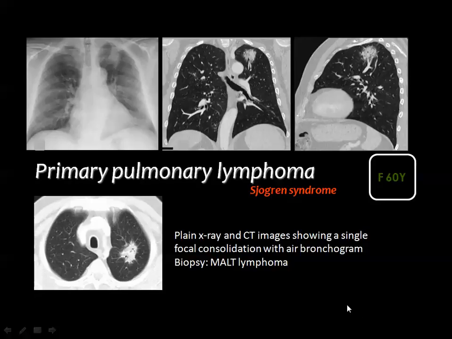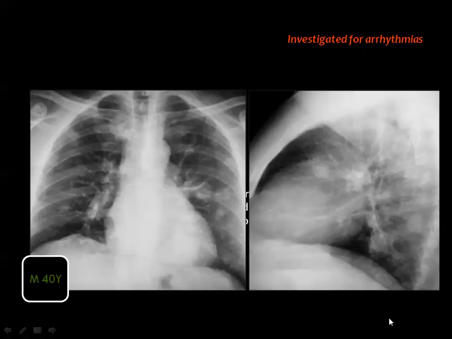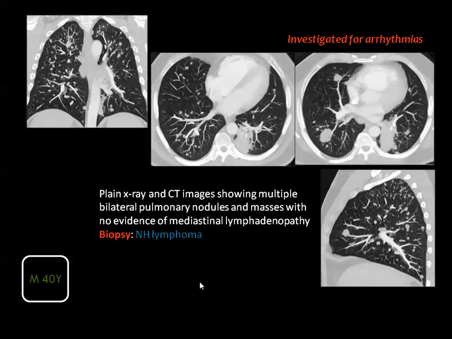This patient is investigated for arrhythmias, and the chest X-ray showed multiple pulmonary nodules suggestive of metastatic deposits, and the CT scan showed miliary nodular opacities scattered throughout both lung fields together with some larger nodules and what looks like an area of pulmonary consolidation. The diagnosis of non-Hodgkin lymphoma was obtained after biopsy.